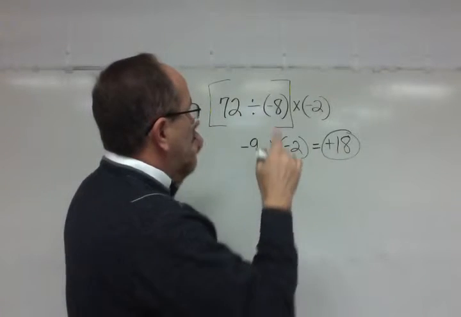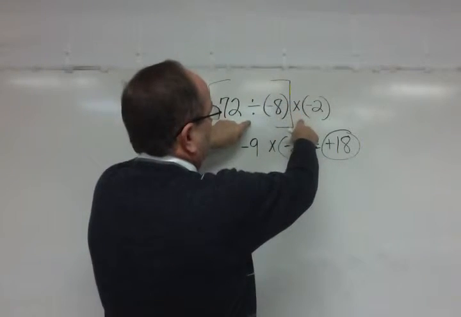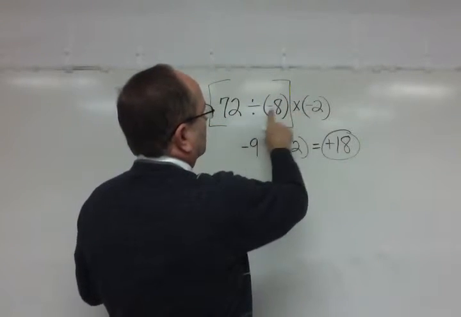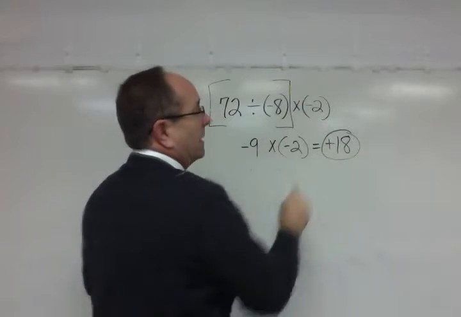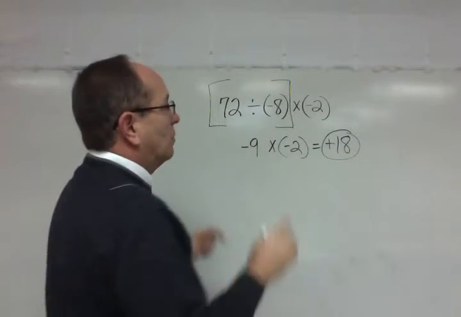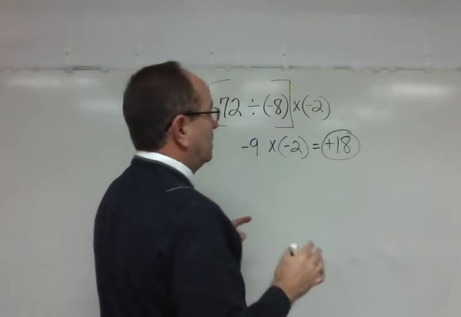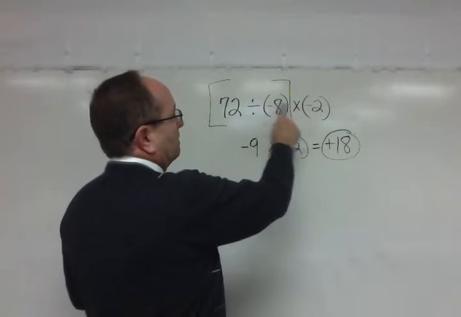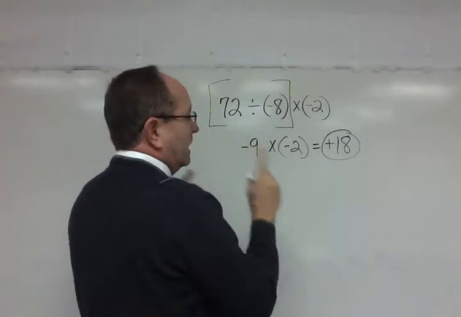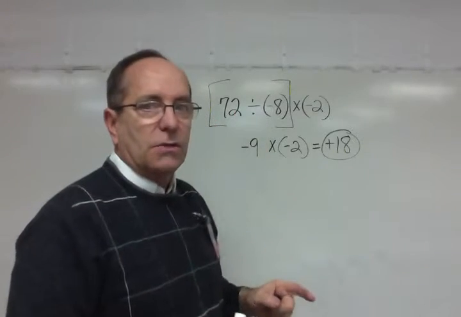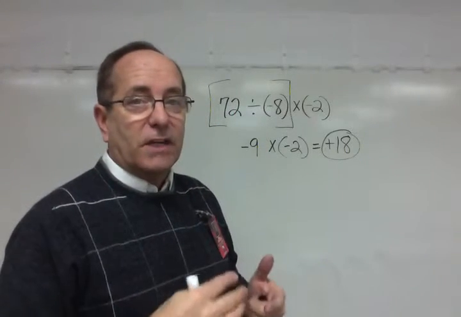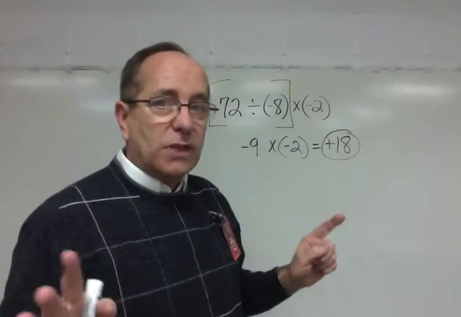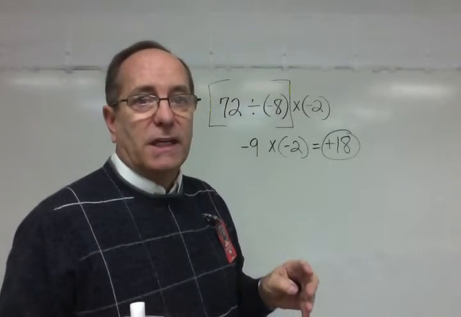And you could have looked at that original problem and said, how many negatives do I have in this problem? Oh, 2. I'm going to get a positive answer. That works okay in that type of problem, because all I'm doing is dividing and multiplying. But if I throw in an addition or a subtraction sign as an operation, that rule of how many negatives do I have goes out the window.